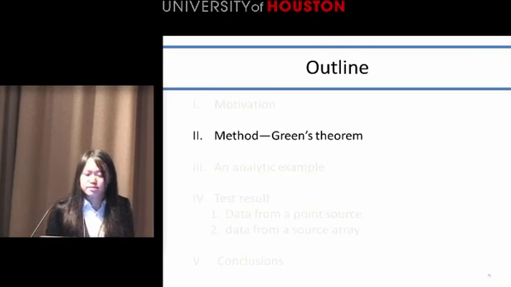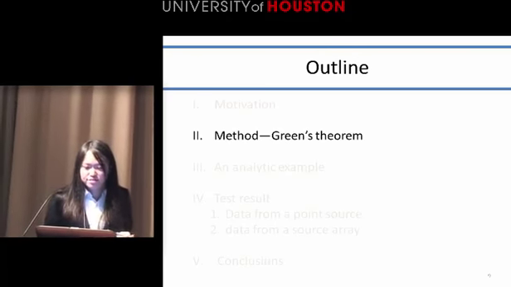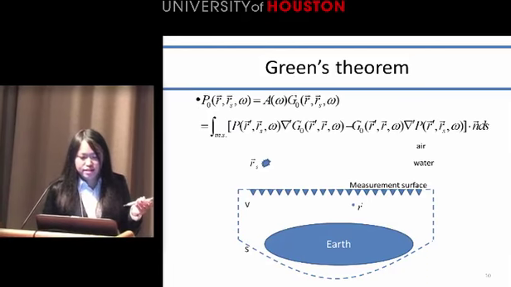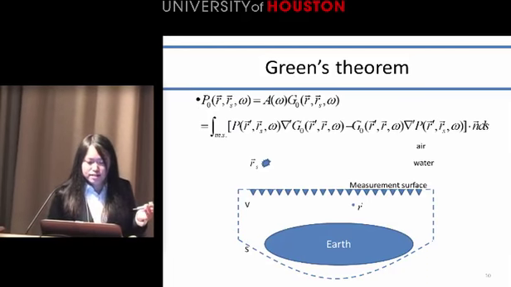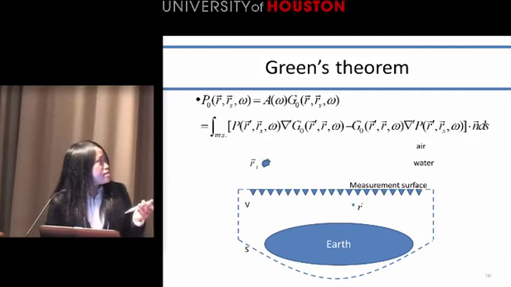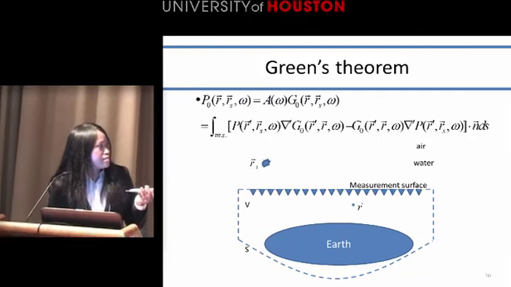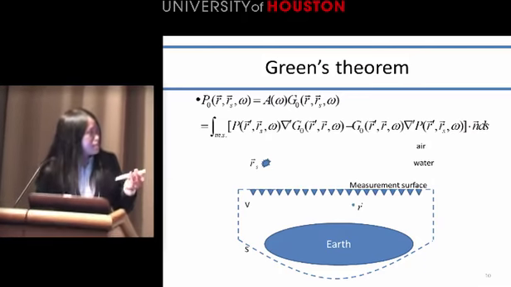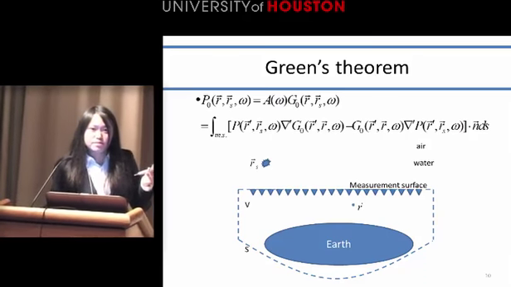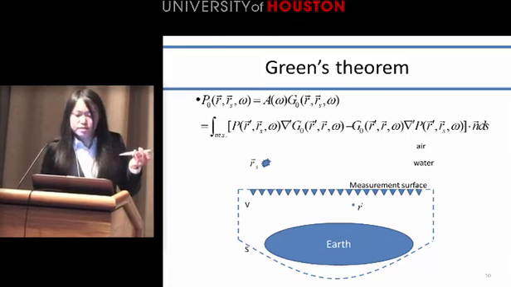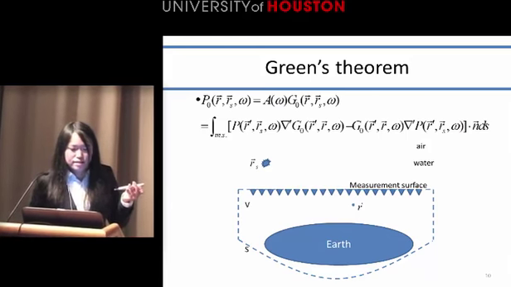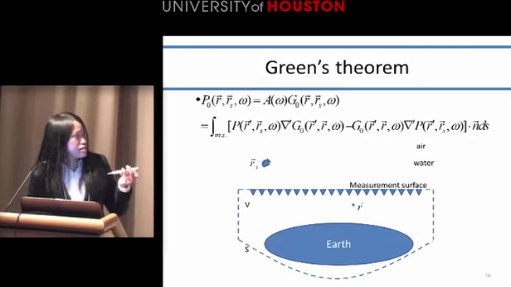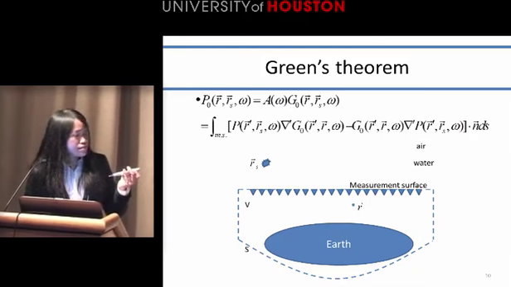And the method we use here is Green's theorem. As you have learned from the tutorial in the morning, this surface integral on the measurement surface can predict the reference wave when we choose the prediction point below the measurement surface, and it can also give the scattered wave, which is the reflected data, if we choose the prediction point above the measurement surface. And it uses only the measured wave field P and its normal derivative, just by the surface integral.